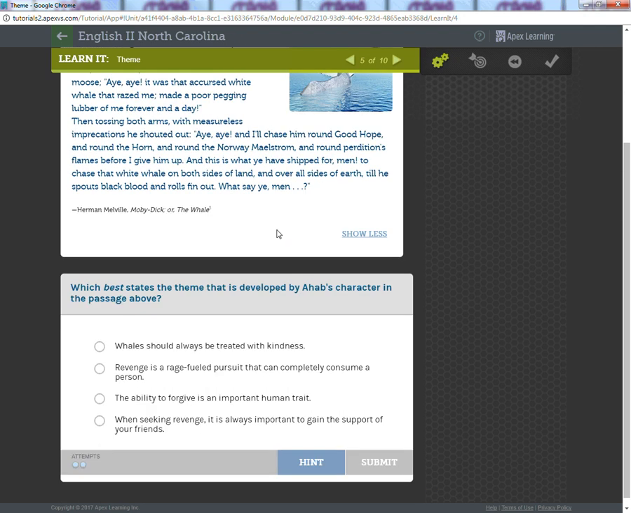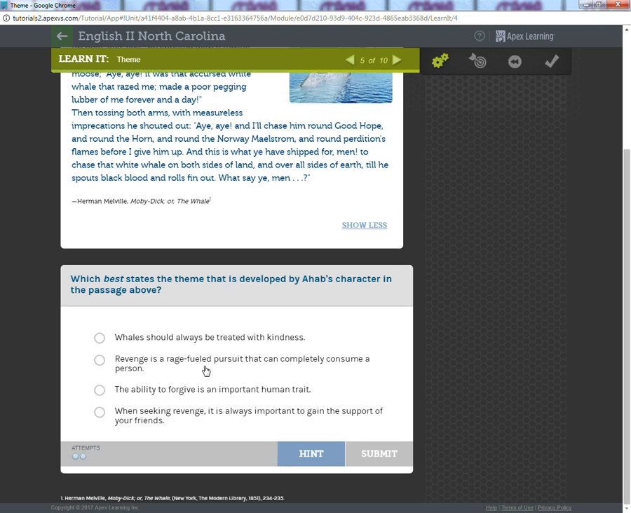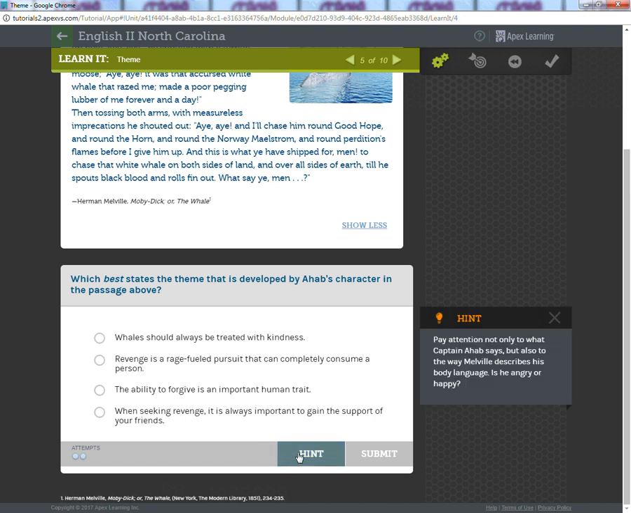So, which best states the theme that is developed by Ahab's character in the passage above? The author's message to the reader is that wealth should always be treated with kindness? No. Revenge is a rage-fueled pursuit that can completely consume a person? Possibly. The ability to forgive is an important human trait? Or when seeking revenge, it is always important to gain the support of your friends? I'm thinking the most insight based on the Ahab character is between B and D. Choose. Here's a hint.